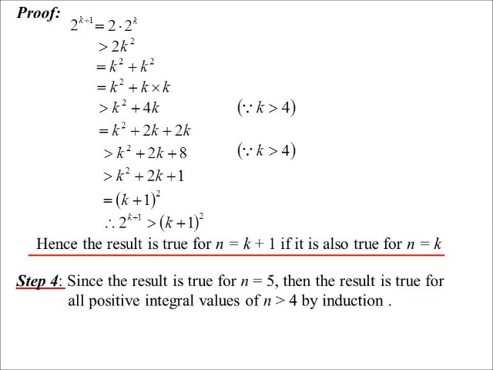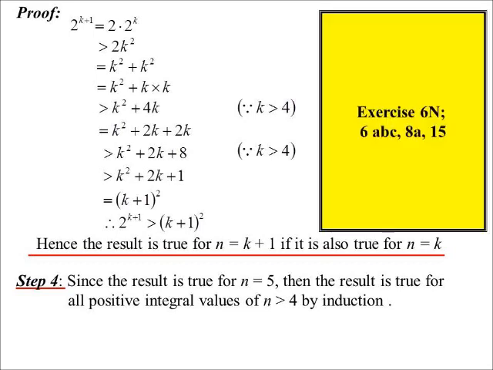But remember, when you write it down, just don't blindly go, oh, since the result's true for n equals 1, because remember you didn't start with 1 on this one, you started with 5. And don't then blindly write, oh, then it's true for all positive integer values, because no, it was integer values of n greater than 4.